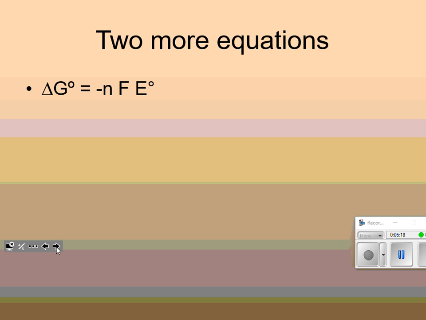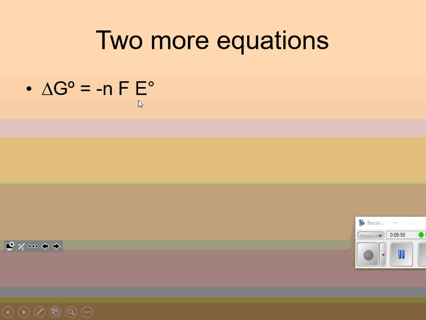Last equations to be aware of. The first one is we can solve for the Gibbs free energy by multiplying NFE. Well, N is the number of moles of electrons. F is what's called Faraday's constant. That is given to you on the equation sheet of 96,485 coulombs per mole electrons. Finally, E is the reduction potential. We are going to be using this equation in the lab.